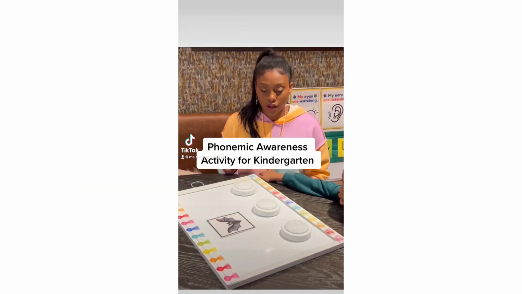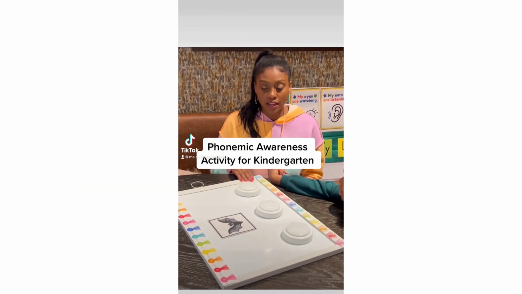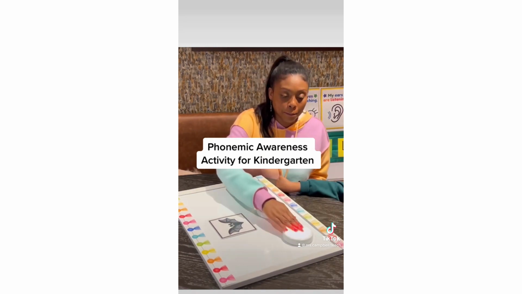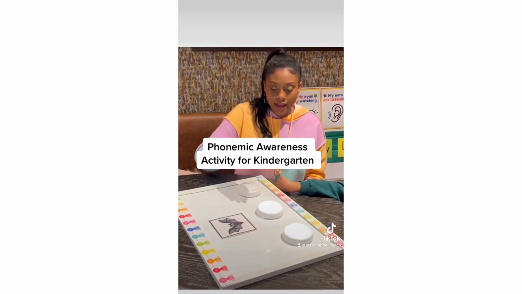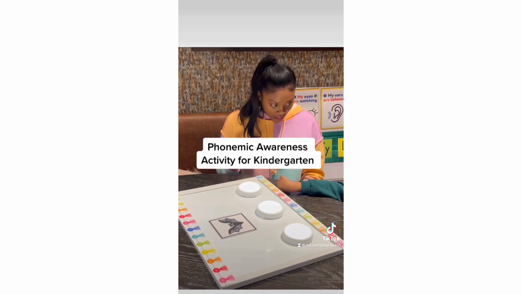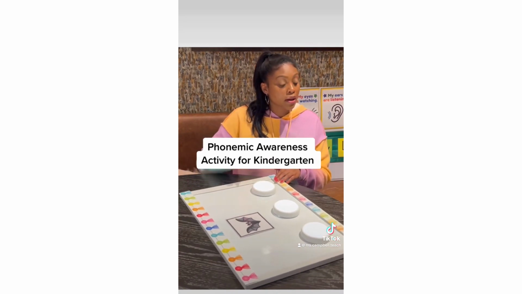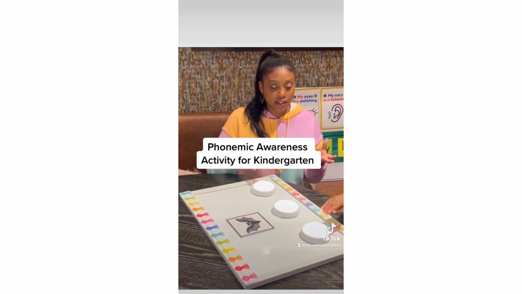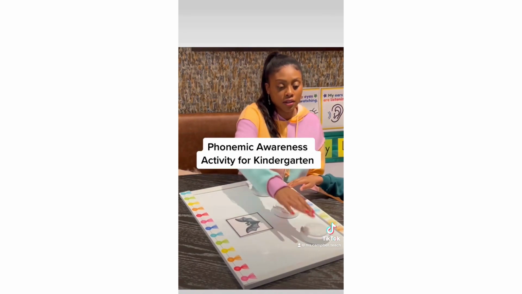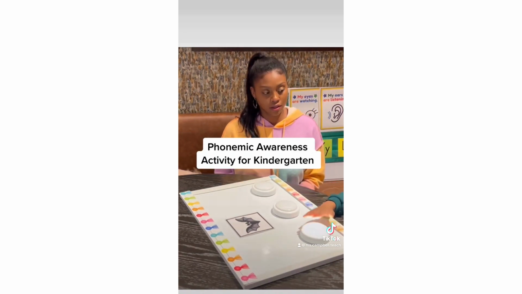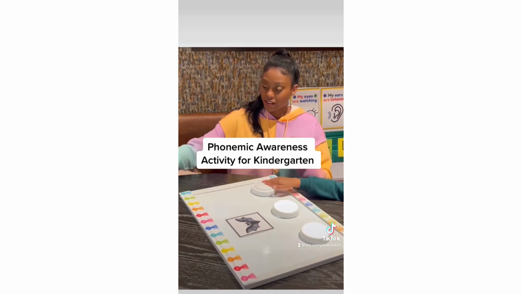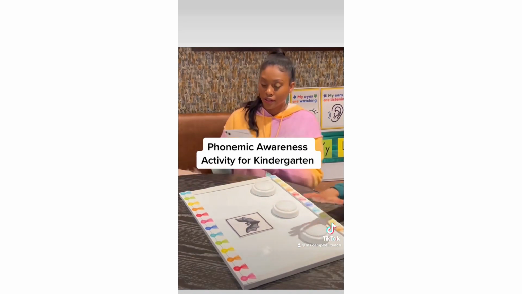What is that a picture of? Bat. Okay, now watch what I do. Bat. Okay, so we're just breaking apart the word bat. Okay, can you do it? Excellent. All right, go ahead and turn them off. I'm going to give you your next word.